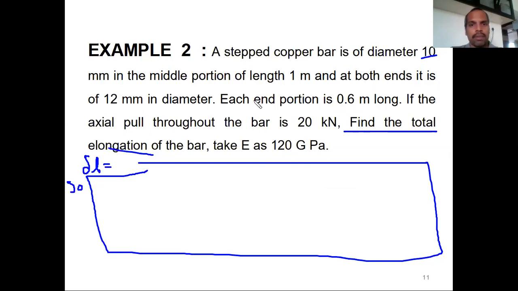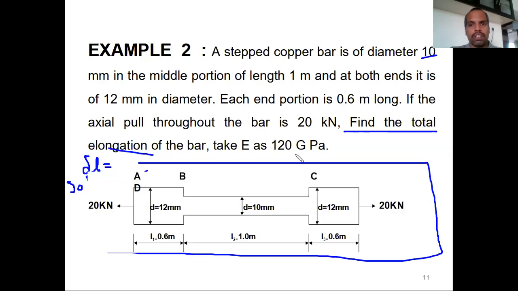Right, 12 mm in diameter, each end portion is 0.6 meters. So that's why the middle one is 10 mm in diameter and 1 meter in length, and the end portions are 12 mm in diameter and 0.6 meters in length. That's what it is. We have drawn the diagram.